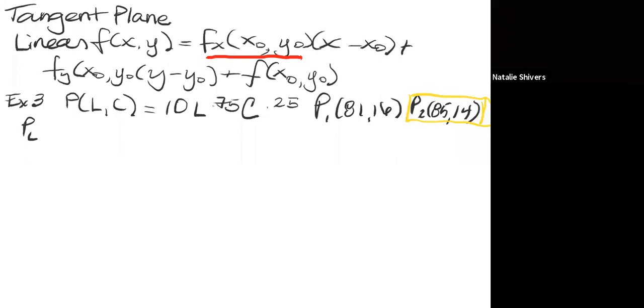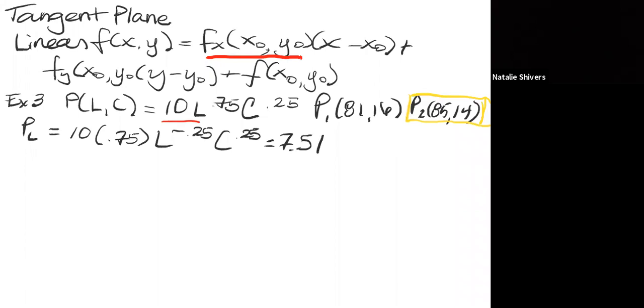Okay, so I'm only going to do the L piece of the product rule. So the 0.75 comes down. So if you need to, 10 times 0.75, L to the negative 0.25, C to the 0.25, and that simplifies to 7.5. And you can leave the negative in this, L to the negative 0.25, C to the 0.25.